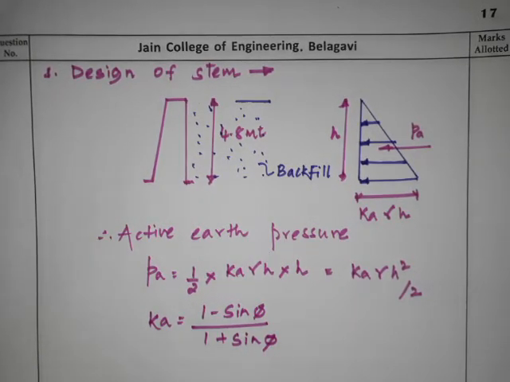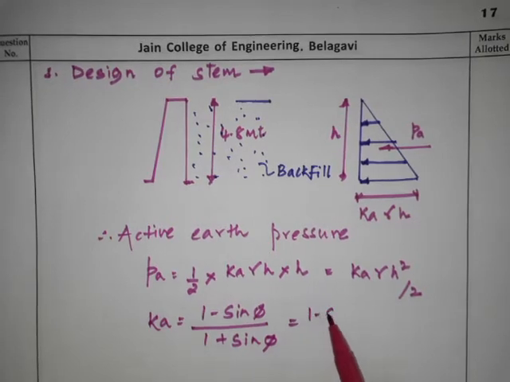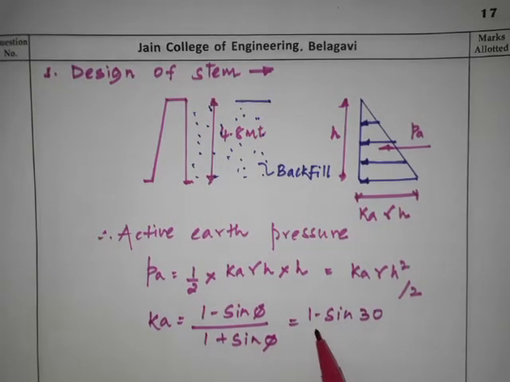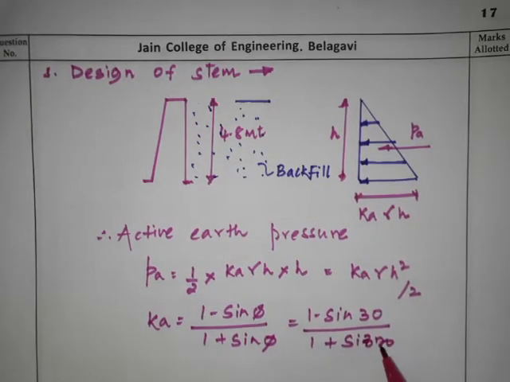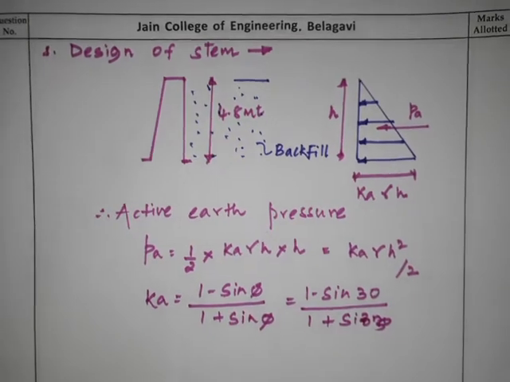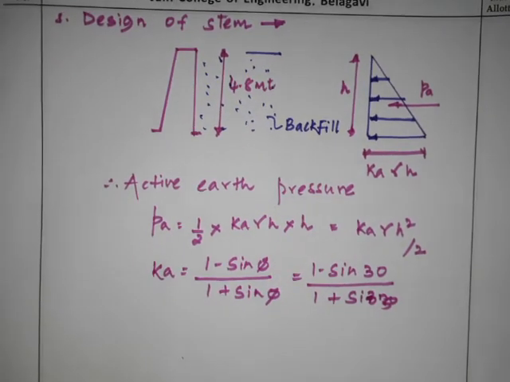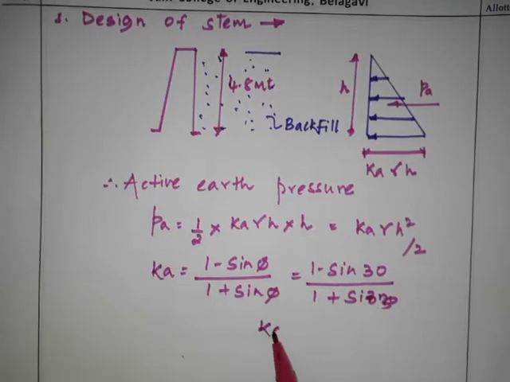Okay, so we will calculate K first. I will substitute here 1 minus sin 30 divided by 1 plus sin 30. So we will get the value of K as 0.333.